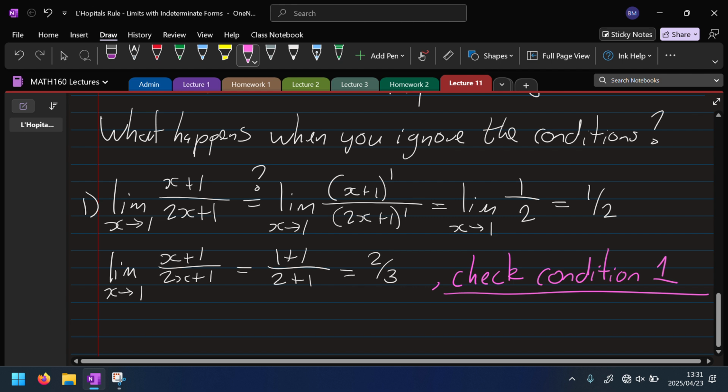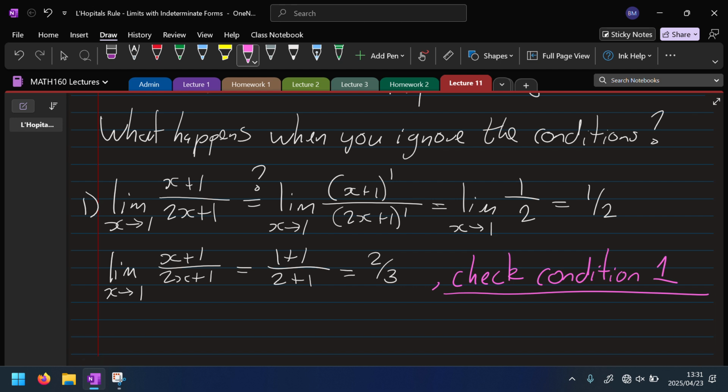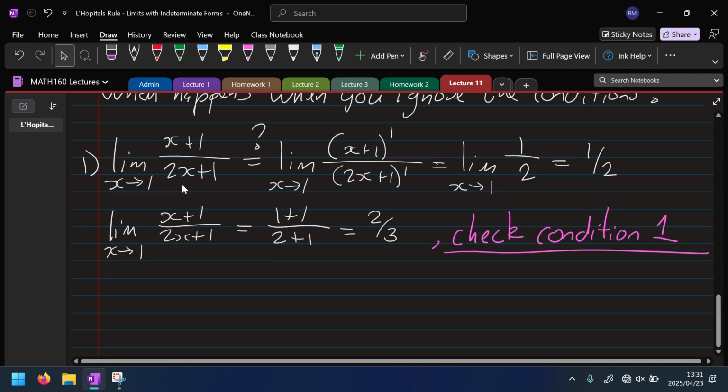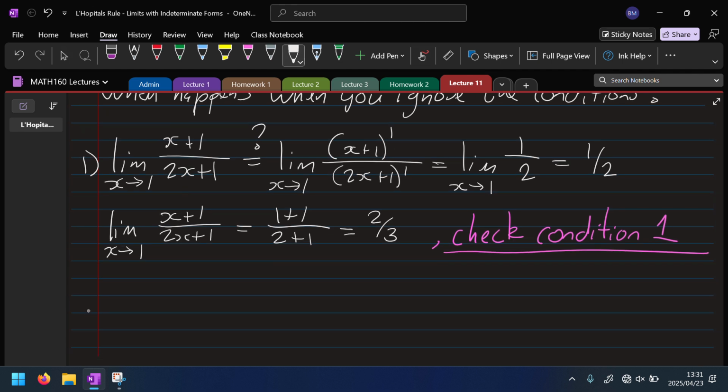Okay, so it's a nice tool to use, but you can't use it on everything. Sometimes you can, sometimes you can't. You need to know when to use it. Okay, number 2.